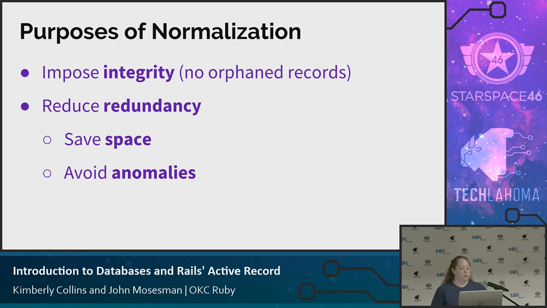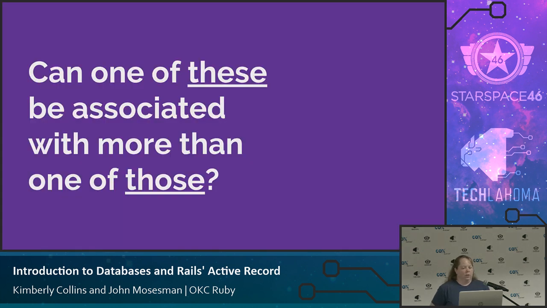But the main reason we do this is to avoid anomalies. So thinking back to that unnormalized data table, it had my name in there several times. Well, what if there's a typo in my name? Now we have to find every single time that it was me and not some other Kimberly Collins and change that data. So we're avoiding anomalies. The question you're going to be asking over and over until you're tired of it, or your users are tired of it, is: can one of these be associated with more than one of those, and vice versa? So we have an order, can it be associated with more than one customer?